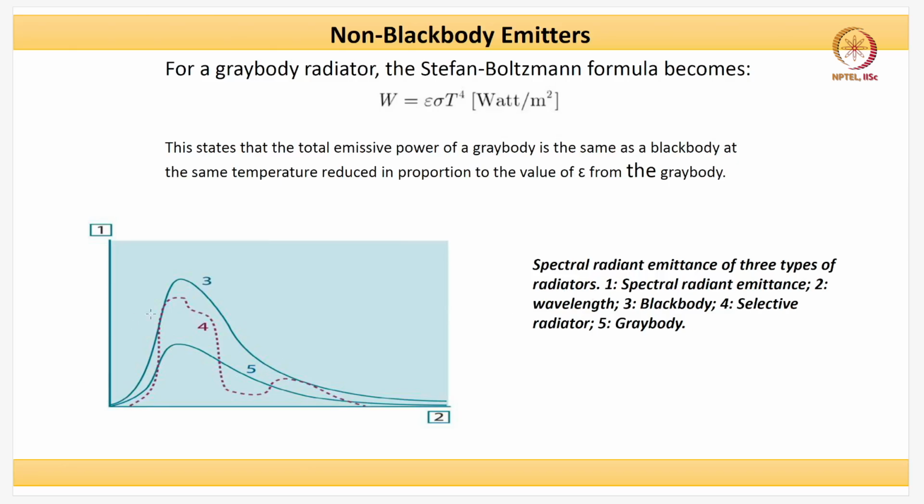This is, for example, a typical graph. This axis is the spectral radiant emittance, and 2 is the wavelength. 3 is a perfect black body. 4 is a selective radiator. You can see it has a very weird shaped curve. That means it is selective: at certain wavelengths it emits, and at certain wavelengths its emission is decreased. And 5 is a gray body, where everywhere there is a scaling factor which offsets it from a true black body. So this is how it works.